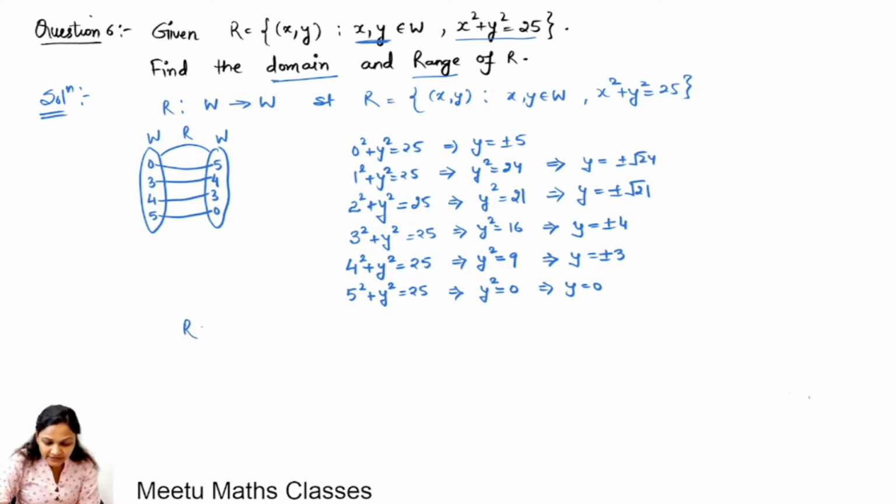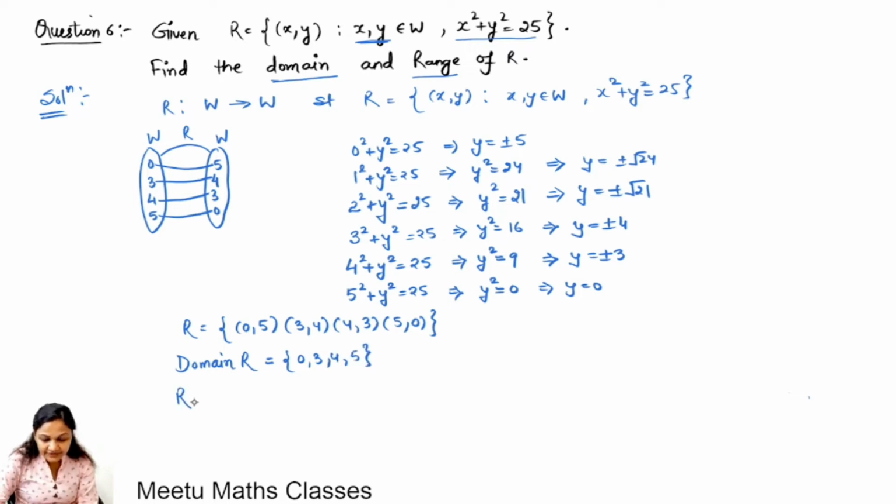So R contains 0 is related to 5, 3 is related to 4, 4 is related to 3 and 5 is related to 0. So the domain of R is 0, 3, 4, 5 and the range of R is also 0, 3, 4, 5.